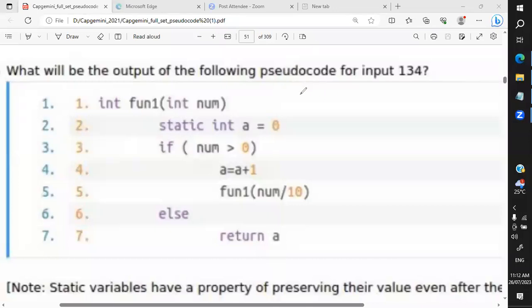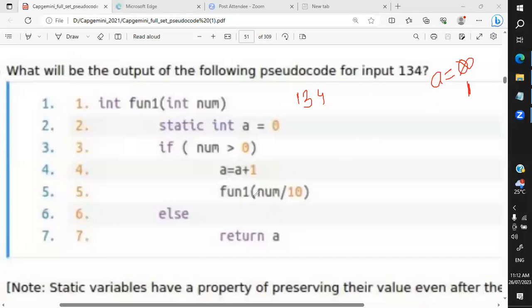But if anyone didn't get it, just see that initially the input is 134. In the first function, num is 134. Now we are checking static int A is equal to 0. That means A is initially 0. That is fixed as of now. And remember, A will never get reinitialized as 0. Only one time it will be done. So in the first function, it will get executed; next time it won't be. Now num greater than 0. What is num? 134. 134 greater than 0, true. A value was 0. A equals A plus 1, so A value will become 1.